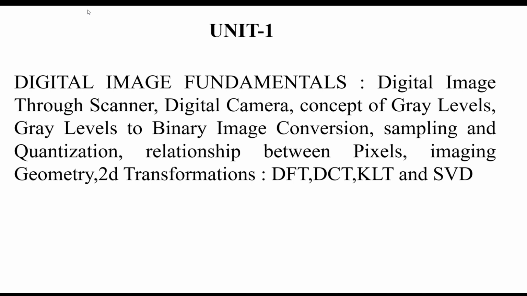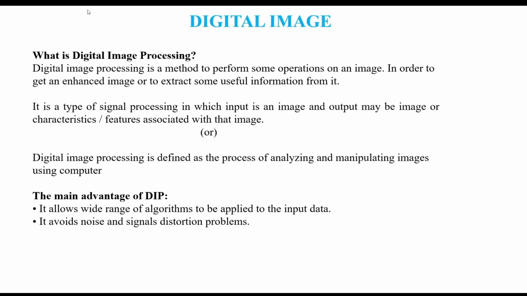Okay, let's see here. Firstly, we should know what a digital image is. We are talking about digital image fundamentals and digital image through scanner and digital camera. So what is meant by digital image processing here? Digital image processing is a method to perform some operations on an image. To perform any operation on any particular image, this digital image processing is used. It is a method to get an enhanced image or to extract some useful information from it.